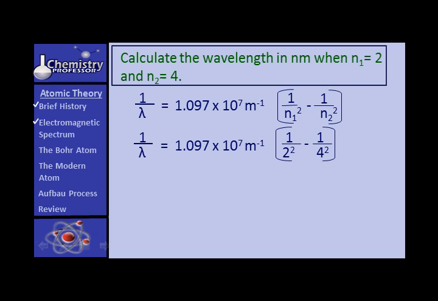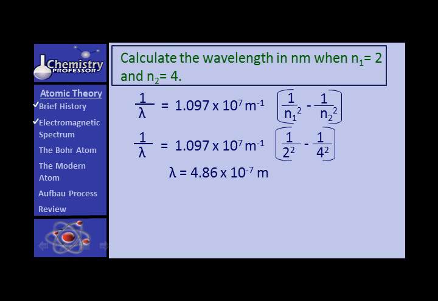But if we had not told you which one was which, you would always remember that n sub 2 must be greater than n sub 1. Remember that. Okay, let's plug it in and work it out. Now remember, square those, take the multiplicative inverse, and then take the difference. Yeah, you remember your algebra. Well, when I calculated this, I found that lambda was 4.86 times 10 to the negative 7th meters.